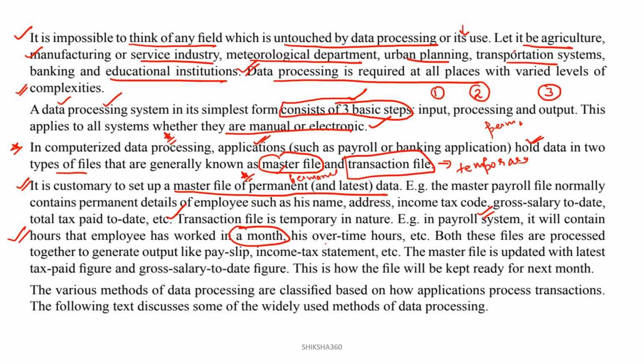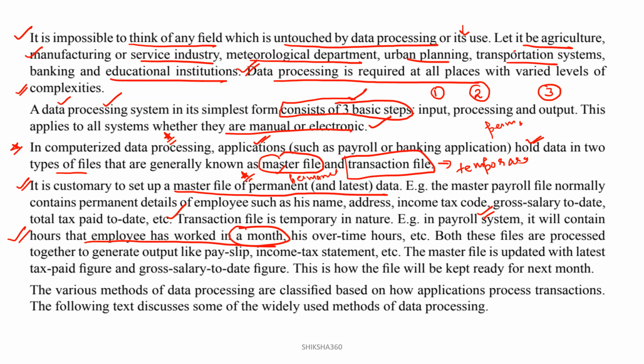It will contain the hours that employees have worked in a month, their time, overtime hours, etc. Both these files are processed together to generate the output, like a payslip, income tax statement, etc. The master file is updated with the latest tax paid figure and the gross salary to date figure. This is how the file will be kept ready for the next month.